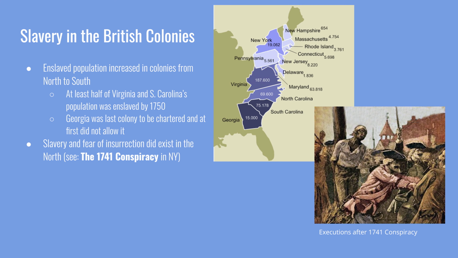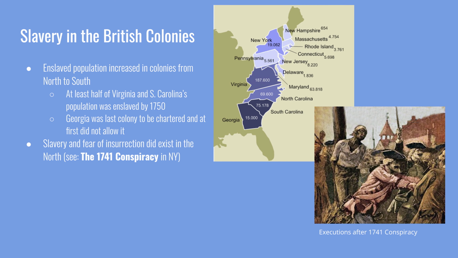Georgia had been the last colony chartered in the 1730s and tried to keep slavery out of it, but that did not last very long, and eventually, as you can see, a high proportion of the people in Georgia by 1750 were enslaved. Just because it was more prominent in the southern colonies, it doesn't mean that it did not exist in the middle colonies or in the northern New England colonies.